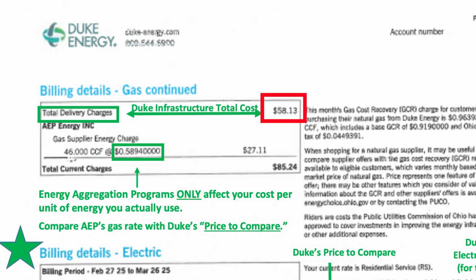So with the billing details for gas, the money that goes to Duke is $58.13. That's to get the gas to your house. No aggregate, that just is Duke. It's on your bill all the time. The only thing that the aggregation is, is the $27.11. Yep, $27.11. So let's look at electric.